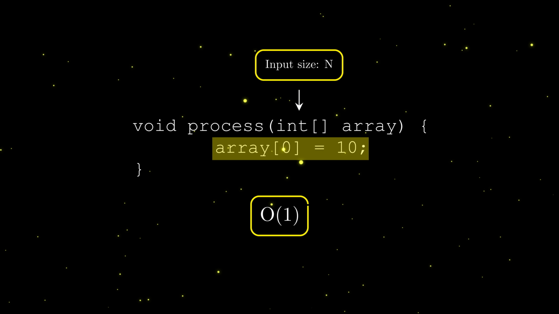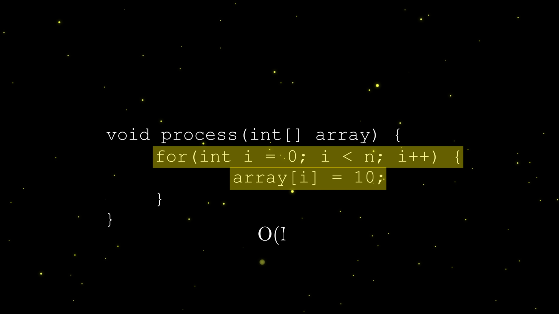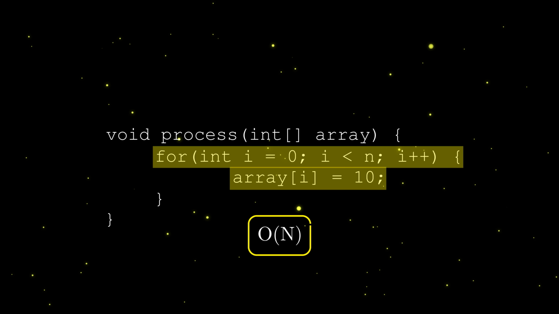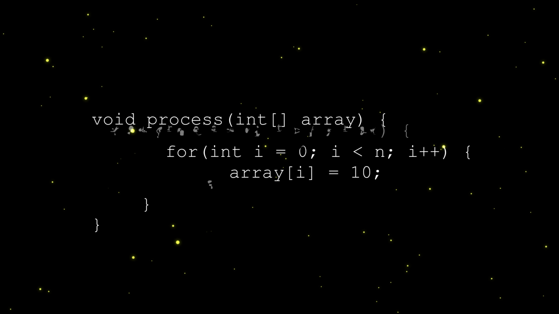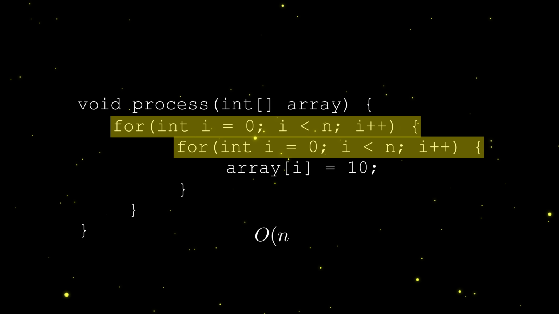Now instead, if we have a for loop where we override each element in the array with the value 10, the time complexity becomes big O of n because now the algorithm depends on the array size. Moreover, if we override each element with the same value n times, then the complexity becomes n squared.